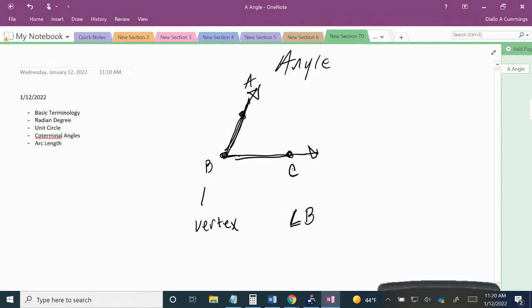Notice this funny looking L, that's the mathematical symbol for angle. I can also call this angle ABC, or angle CBA. So I can label it by its vertex alone, or if I label it by its sides, I must have the vertex as the middle letter. Sometimes you may see a number inside of the angle. I could also call this angle 1.